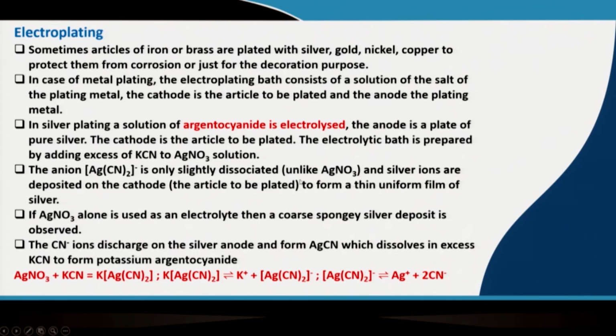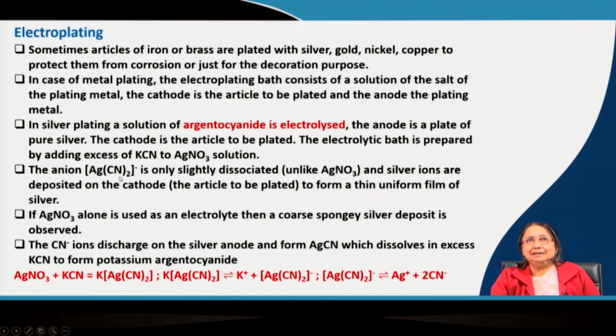Now, if silver nitrate alone is used, what will happen? Why are we using this one? That is the main topic here. The anion Ag(CN)2 minus is a cyano complex of silver, and it is only slightly dissociated. It is not completely dissociated like silver nitrate. Silver nitrate is a strong electrolyte, it will 100% dissociate.